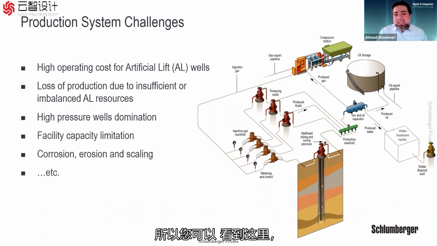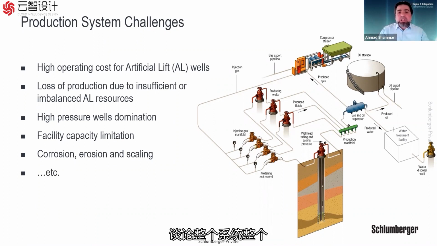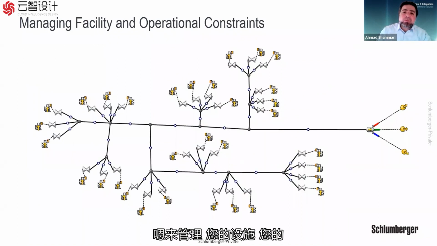As you can see, there are a lot of challenges in any production system. We're not talking about the individual wells, we're talking about the whole system, the whole production network. That's why you will need to manage your facilities and your field with constraints. Constraints are limitations, conditions that you need your network to be produced with, and at the same time you need to maximize your hydrocarbon production.